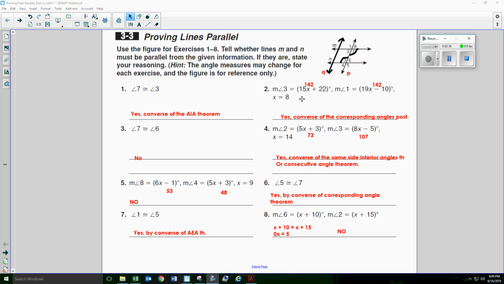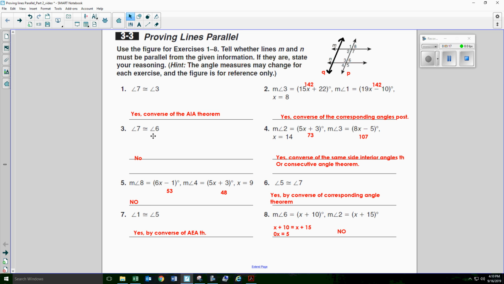Okay. All right. Number 2. If angle 3, given, what do we have to know about angles 3 and 1? Let me get rid of this here. 3 and 1 are right here and right here. I should know those are corresponding angles already. I know corresponding angles must be equal if these are going to be parallel. So when I plug in 8 into here and plug in 8 into here, I better get the exact same answer in order for these to be parallel. I do get 142 and 142, so therefore M and N are parallel. Yes, by the converse of the corresponding angles postulate, because they're corresponding angles.